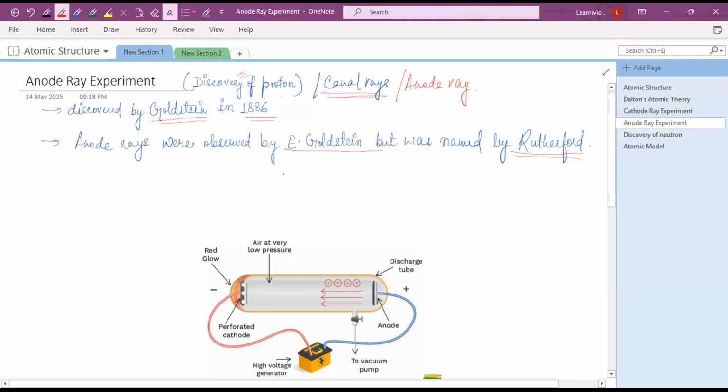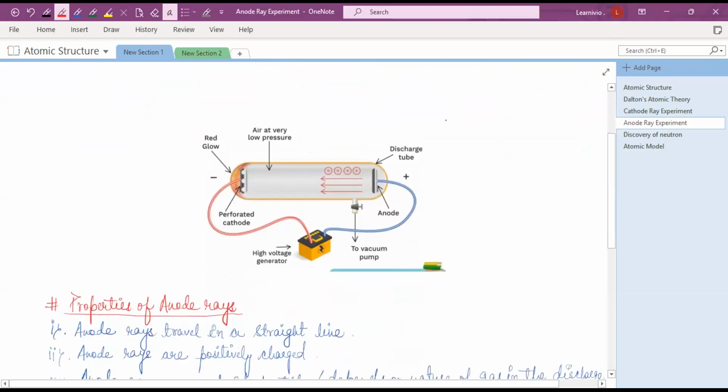E. Goldstein observed this, and the experimental data was given by E. Goldstein, but he didn't name that ray. He just said canal rays. He did not properly call it a proton, right? He just said canal rays. But after Goldstein, Rutherford named the positive particle as a proton, right? Now let's see what he did in his experiment.